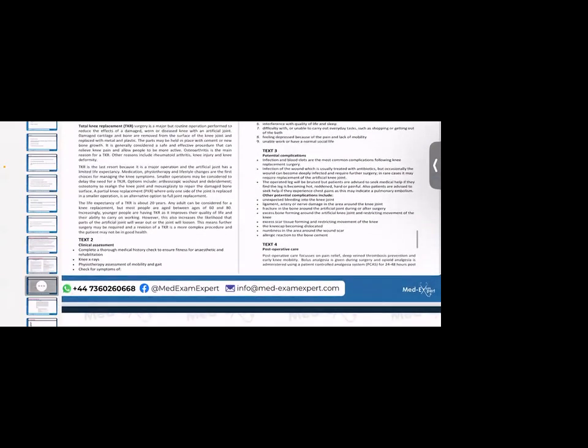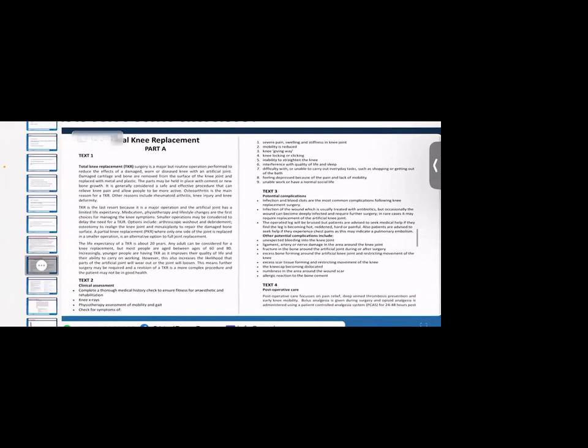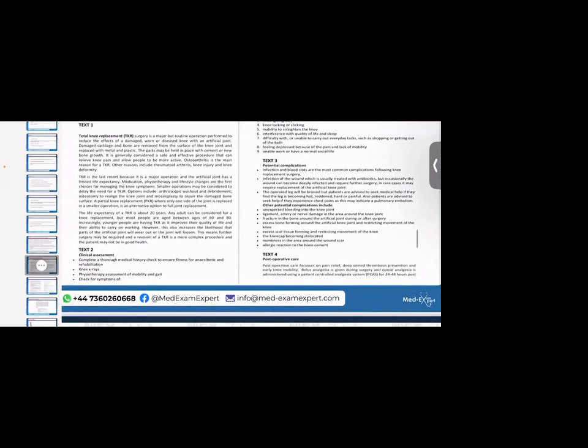Smaller operations as an alternative to knee replacement. B. Text 1. Text 1. Okay.